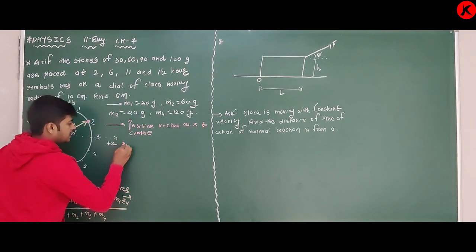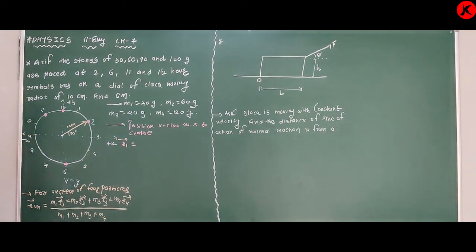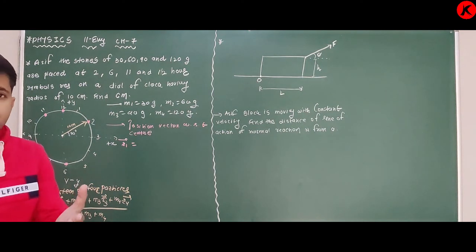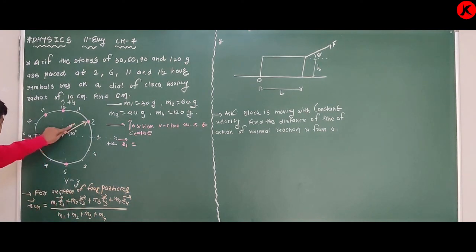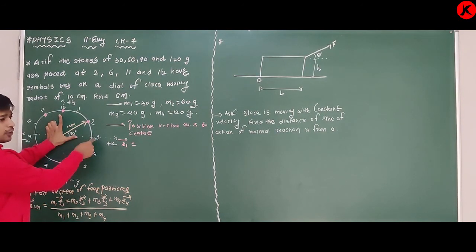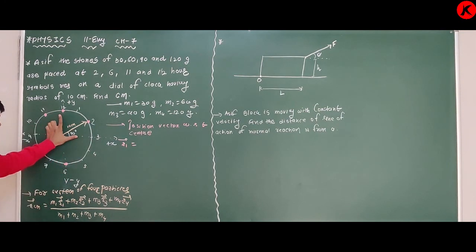First of all, I will write R1. Chalo, R1. You know how to take components, resolving components. As this vector is in this direction, the two components are like this. This component is along positive x direction, and this component along positive y direction.